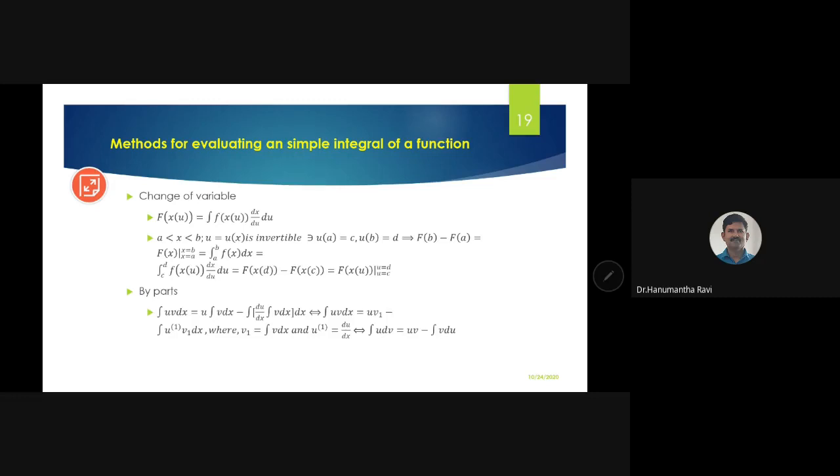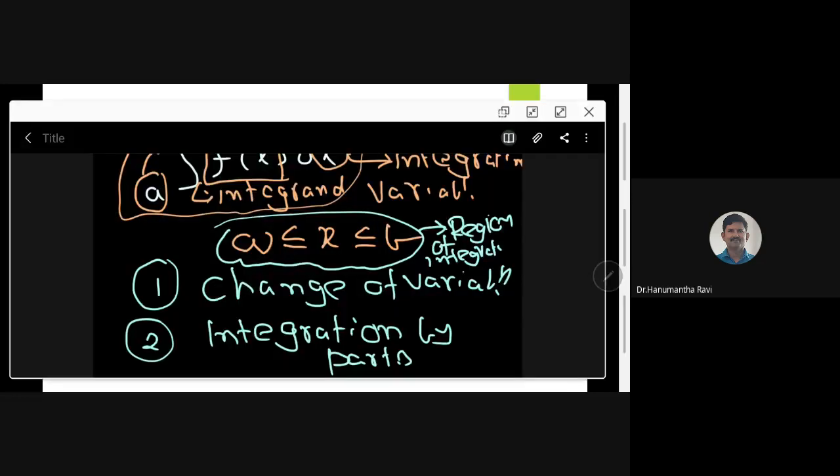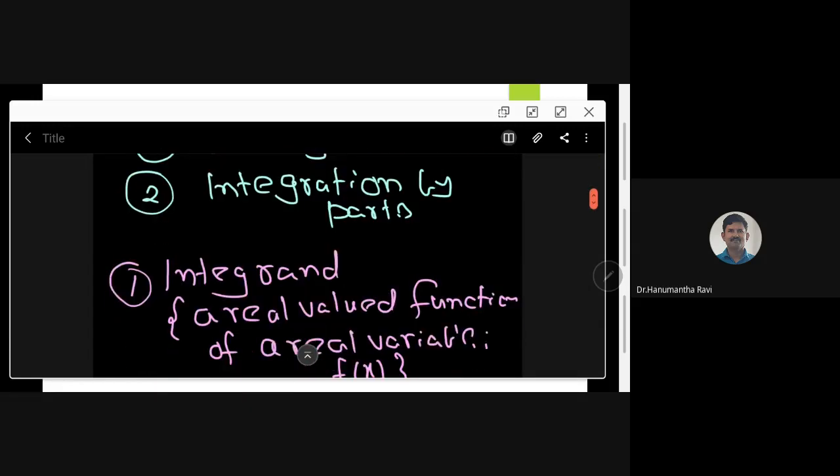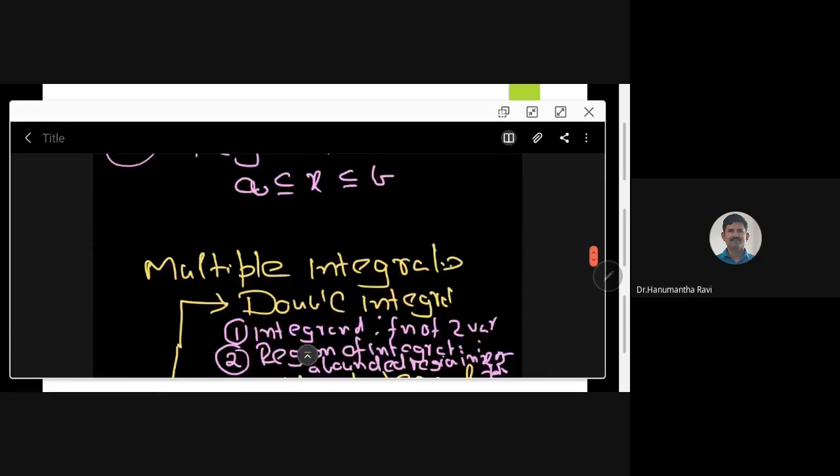Here, in this slide, I have formalized that idea. The other one is called by parts. You have integral of u v dx is equal to u into integral v dx minus this one. They are the only two techniques that are usually useful in evaluating single integrals, or simple integrals.